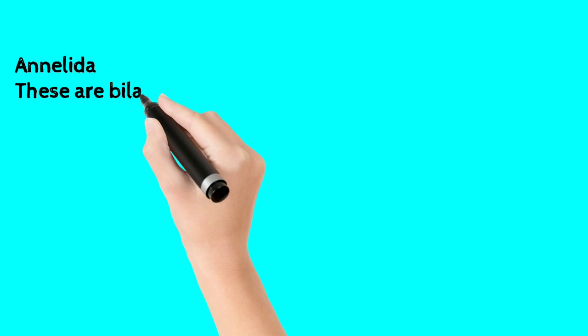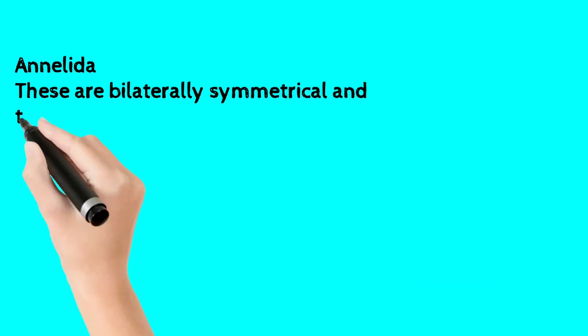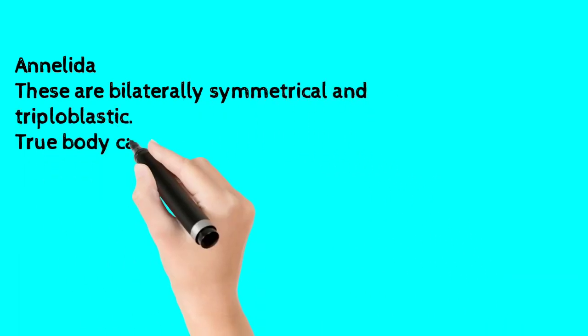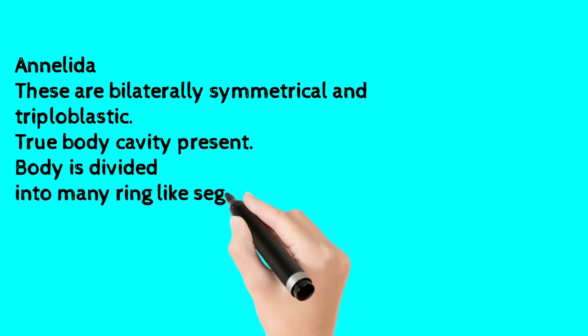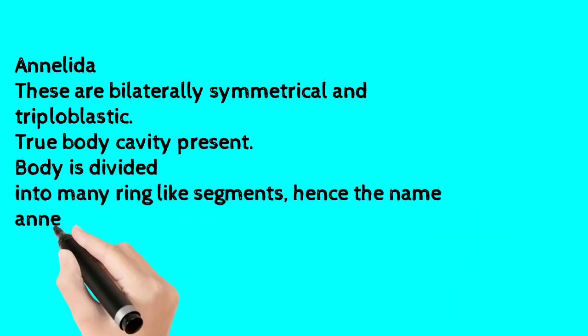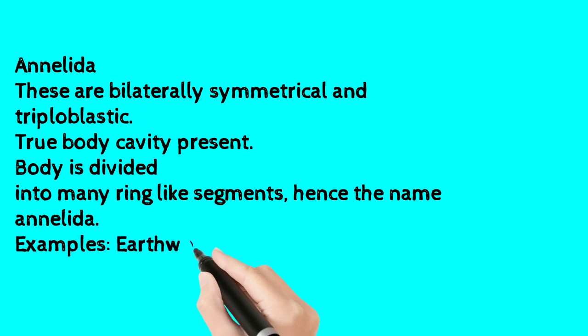Annelida. These are bilaterally symmetrical and triploblastic. True body cavity present. Body is divided into many ring-like segments, hence the name Annelida. Examples: earthworms, leech.